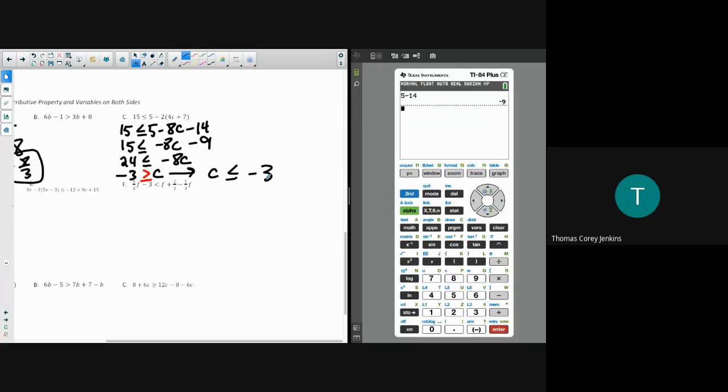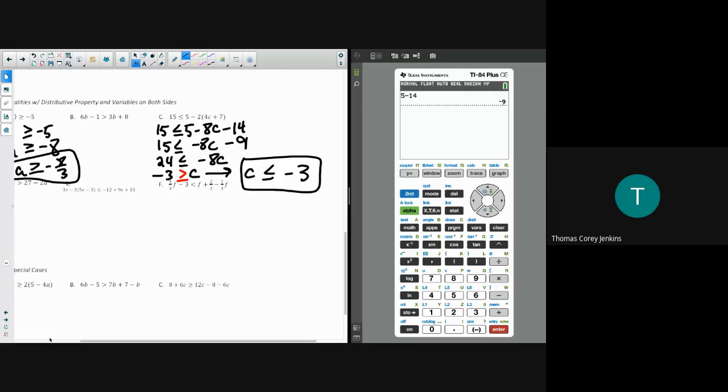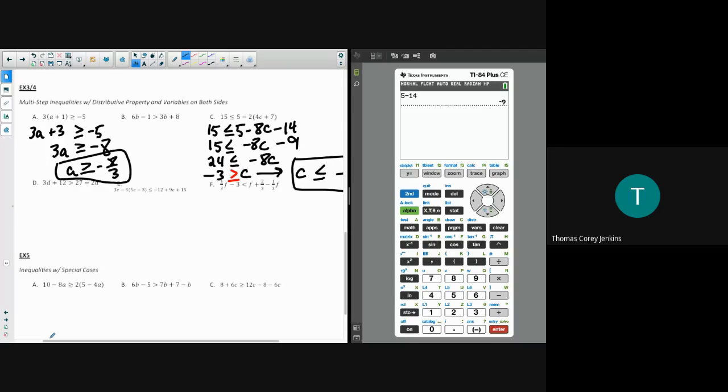Okay, so either way, this is probably preferred. All right, let me do E and F, and I'll leave D for you to do and check. Okay? And I know this is hard to see. Let me zoom in and see if you can see it any better.